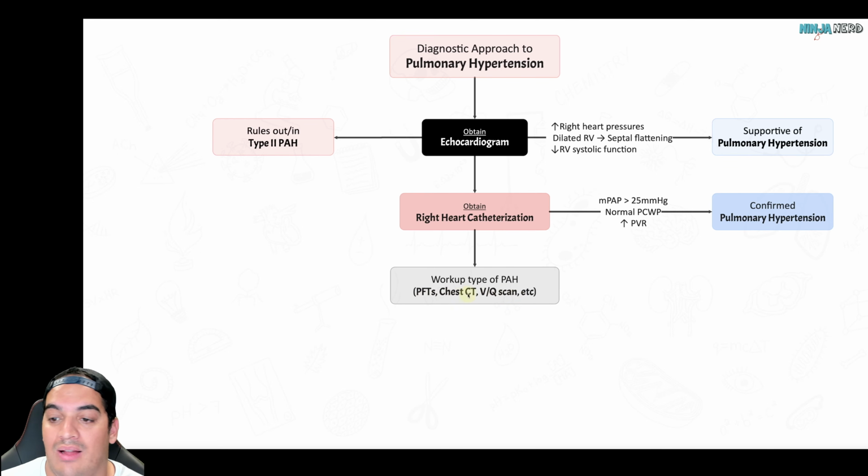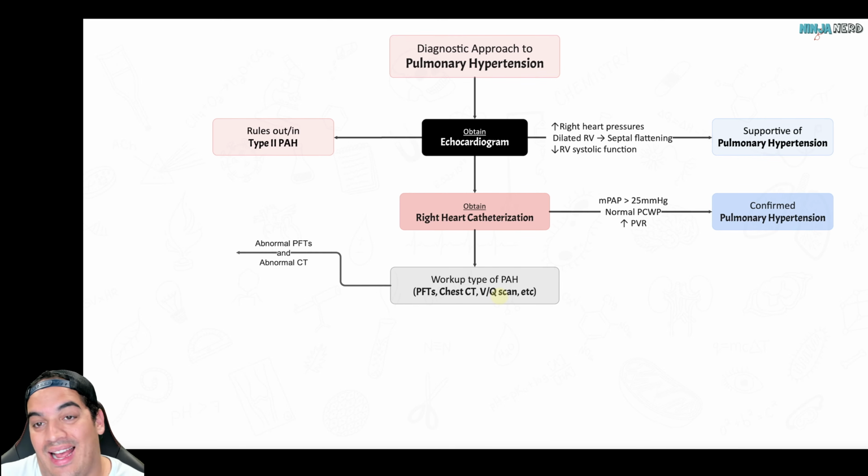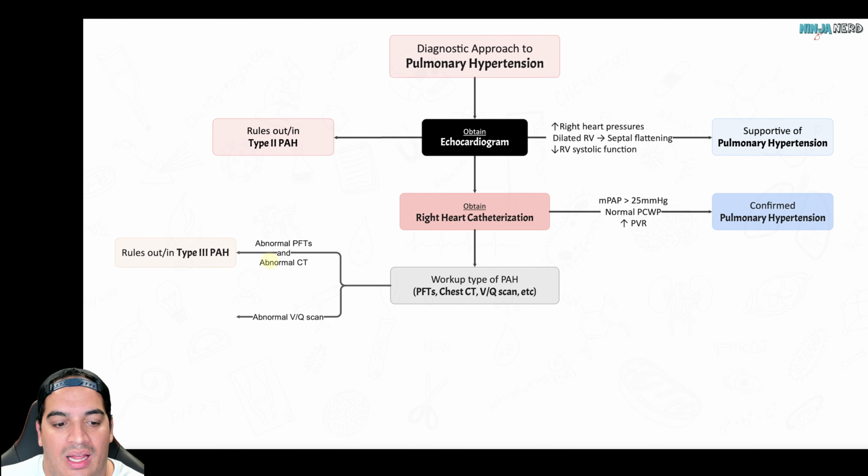So this will help me rule out type 3 and type 4 pulmonary artery hypertension, and the echo would be really good at being able to rule out class 2, or type 2, pulmonary artery hypertension. If I've done all of these tests, the echo to rule out class 2, and the workup of PFTs, chest CT, VQ scan, and sleep study, and I've ruled out class 3 and 4, at this point I'm probably at class 1. But again, if I have abnormal PFTs and abnormal CT, I can rule in type 3. And if I have an abnormal VQ scan, I can rule in type 4.